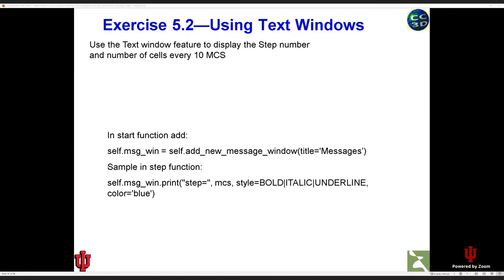Yeah. Anybody else? What's your experience? So mine, I get an error. It says that there is no attribute for adding a new message window. Okay, so are you on NanoHub or are you running locally? Running locally. Okay. That's interesting. Well, but weren't you using an older version? Yeah. I didn't update it. Okay, so that's the problem. This is a new feature. So it's only available in the latest release or two of CompuCell.